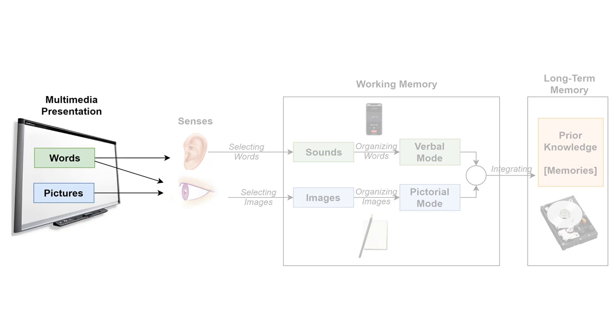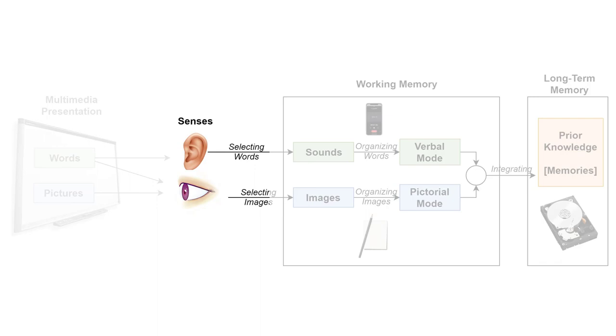Typical multimedia presentations include both words and pictures. Words are usually narrated, either by the presenter or by the student or viewer reading to themselves the words that are presented on a slide or the screen. This information enters the ear and is processed in the auditory mode. However, the words on the screen are also viewed with the eyes along with any images. This information is processed in the separate visual mode. Learners must select which images and sounds or words they will pay attention to.